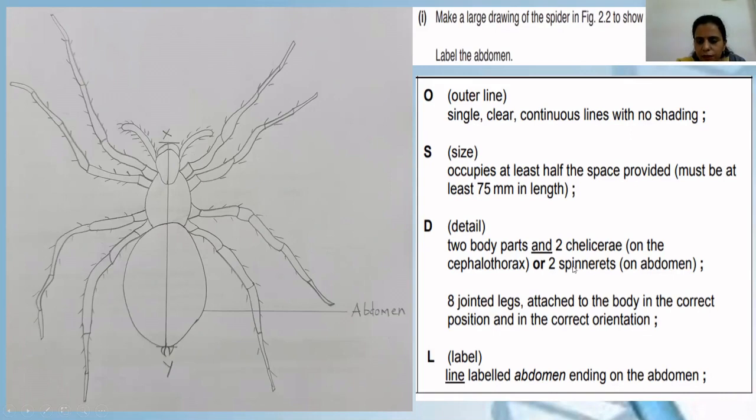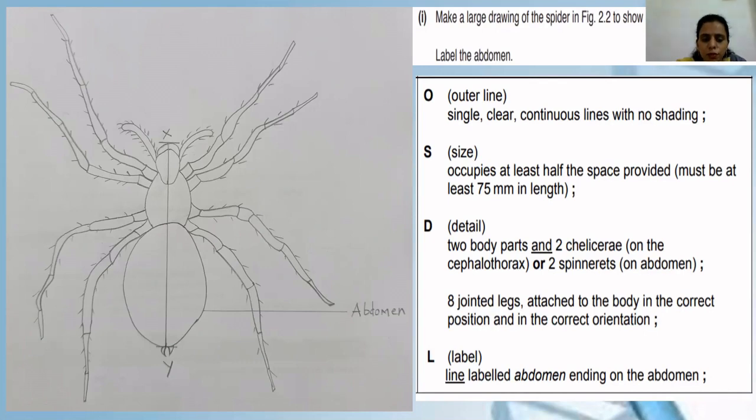Similarly, the next one given here is 2 spinnerets. On the abdomen, at the lower part, you can see 2 small incisor kind of things. These 2 are known as spinnerets. Spinnerets perform functions like, in males, delivering their sperms, holding their prey, and helping in the formation of web. Many other functions are also there, right?